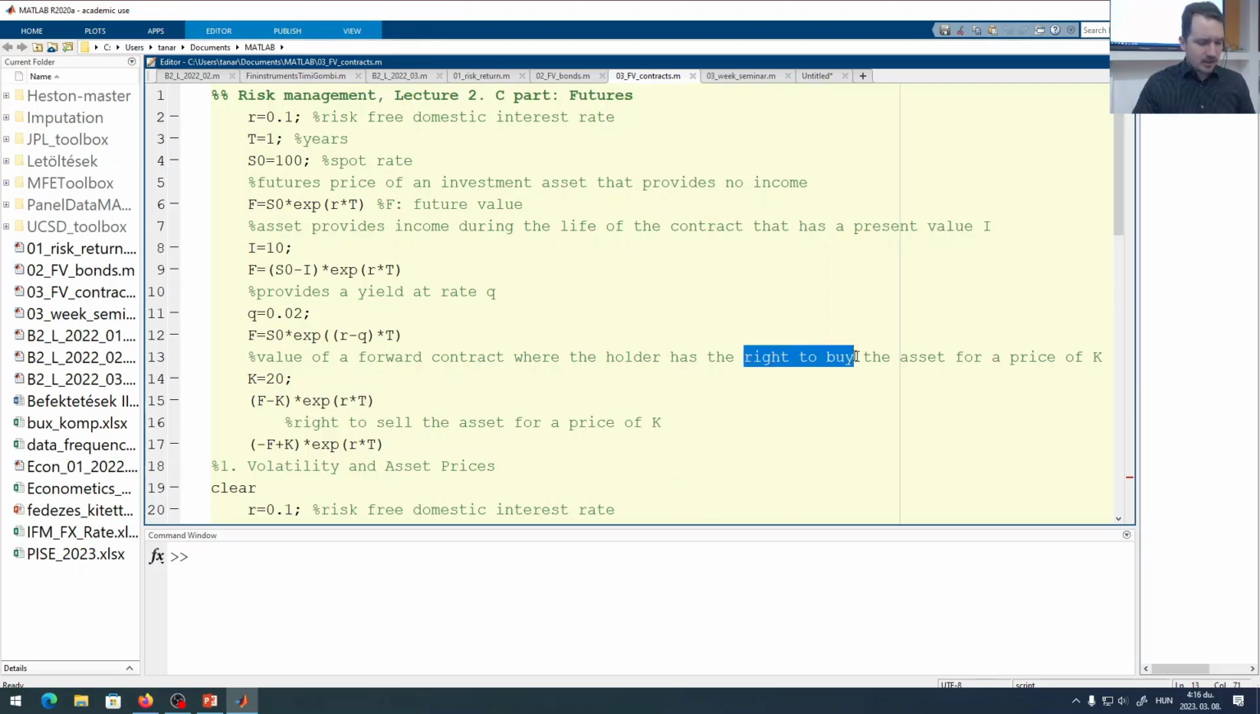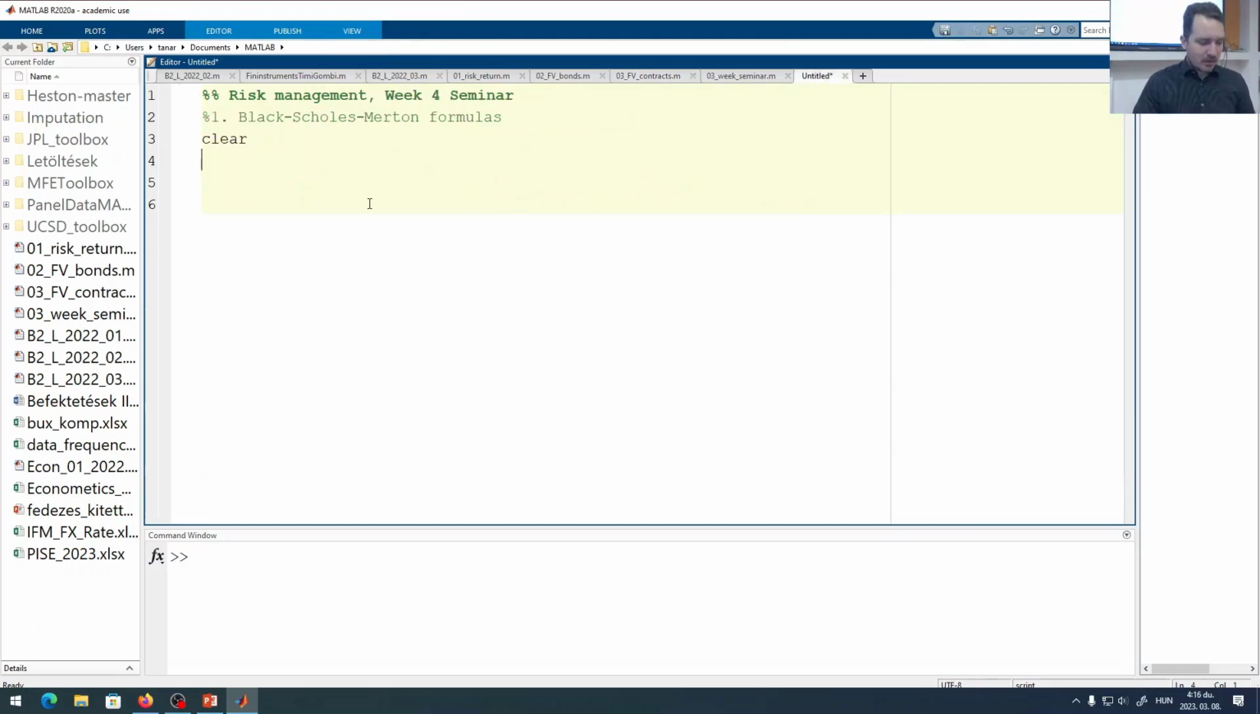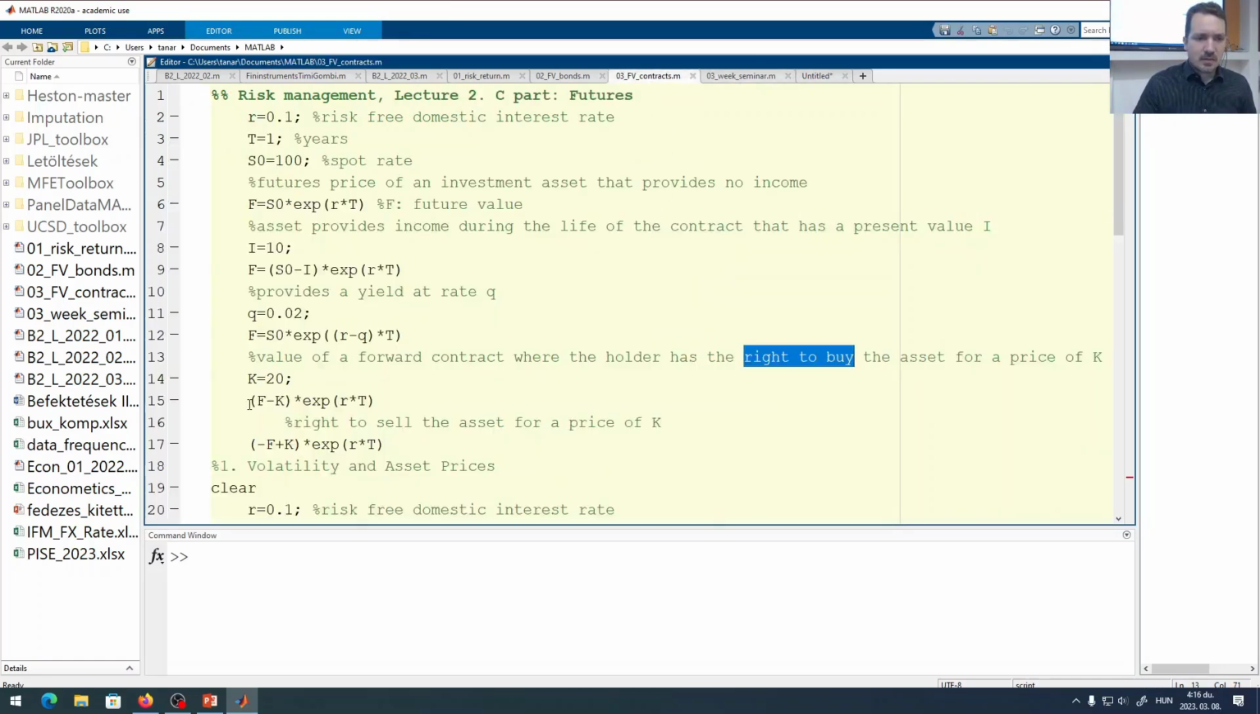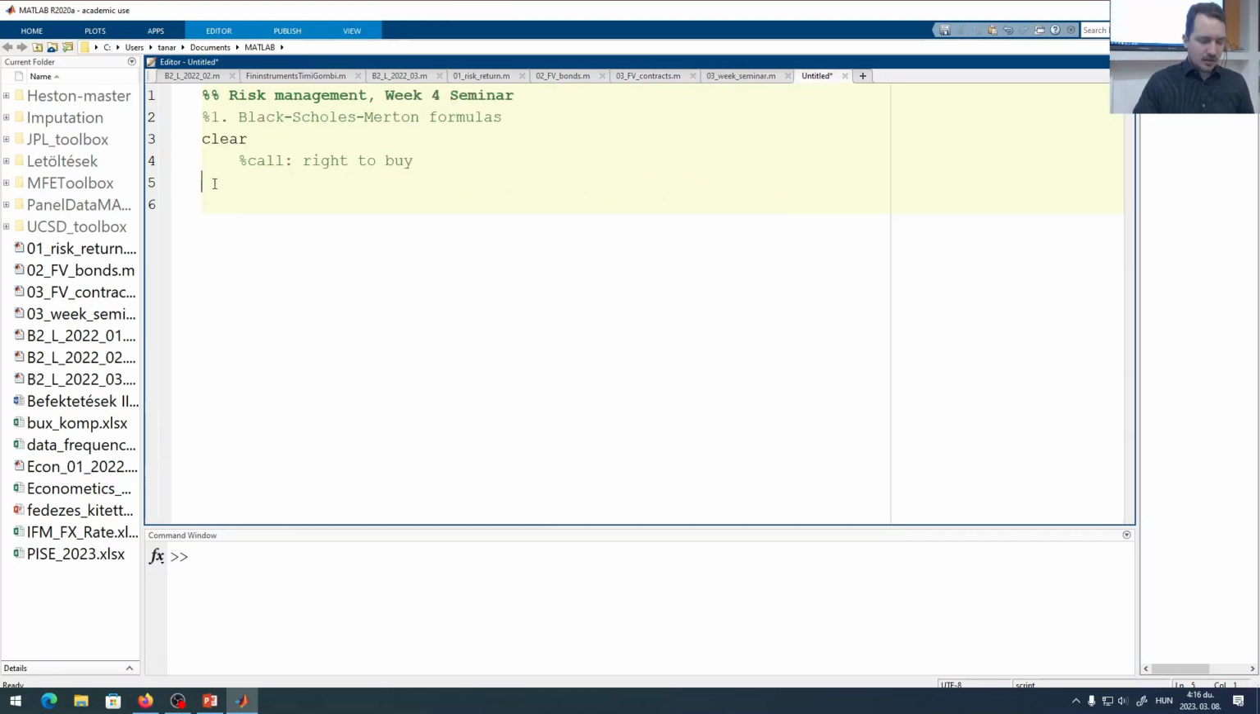So we are building the right to buy. I always prefer, I don't know why, but I always prefer the call contract. So let's start with my favorite, the right to buy.